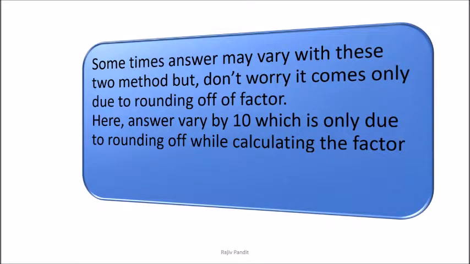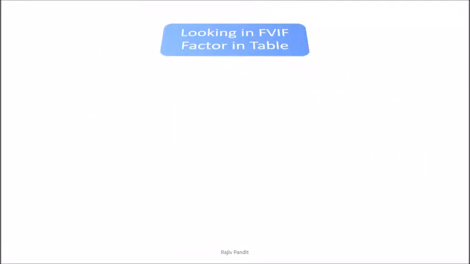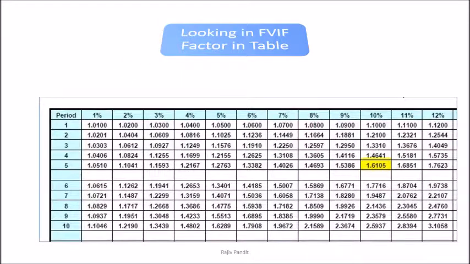Sometimes the answer may vary with these two methods, but don't worry, it comes only due to the rounding of a factor. Here the answer varies by $10, which is only due to the rounding of the factor while calculating it. Now looking at the FVIF table, the marked portion is 10% in the fifth year, which is the future value interest factor in the fifth year at 10%, that is 1.6105.